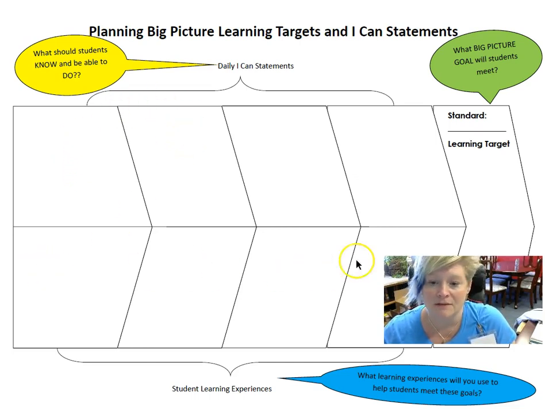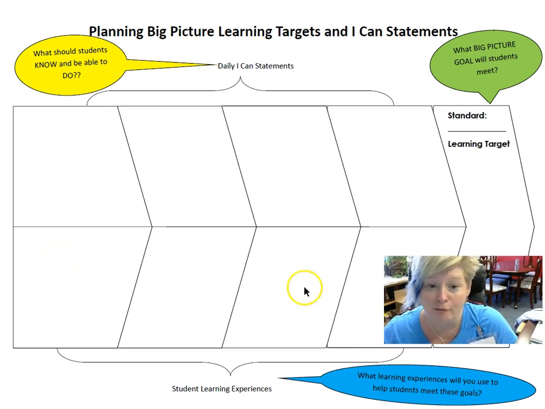Finally, the bottom parts of the arrow here are your corresponding learning experiences. So for whatever today's I can statement is, what learning experience are you going to use to help students meet that? When you're planning with your PLC, I would suggest that spending the bulk of your time talking about your big picture goal and then your daily I can statements is probably the best use of your time.